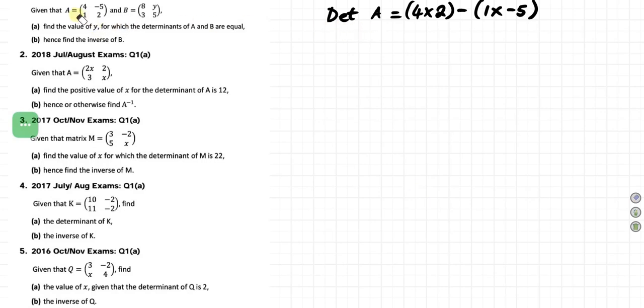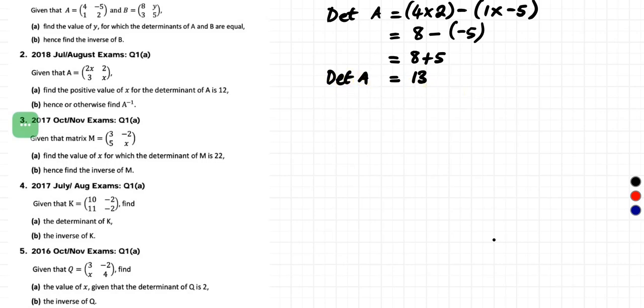So of this matrix A, we'll say it will be equal to 4 times 2, it will be 8, then you say minus, then open brackets, you say 1 times 5 it will be negative 5. Then here, since you have minus and minus inside the brackets, minus times minus will be positive. Then here you have now 5. So you say now that 8 plus 5, which is going to give you 13. So meaning that the determinant of matrix A is this 13 here.